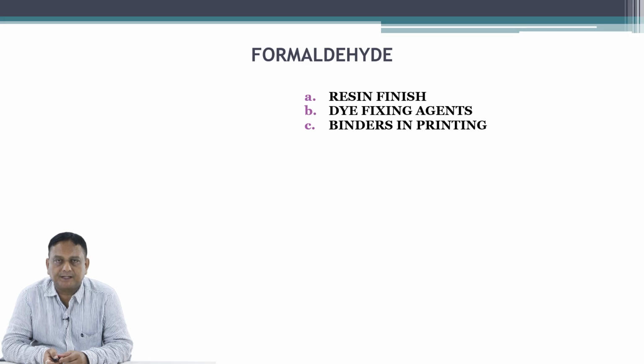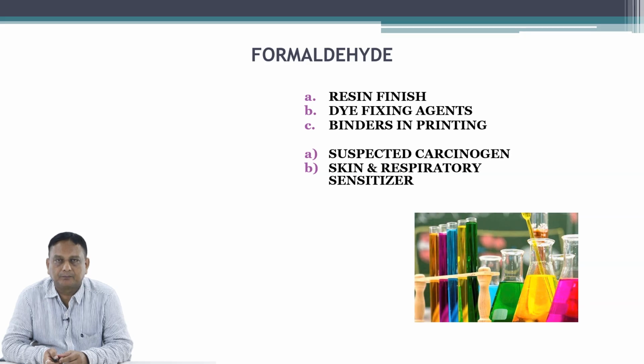Then comes the dye fixing agent. Formaldehyde is also used in the dyeing and it acts as a fixing agent. It also acts as a binder in the printing. So these are the different areas where formaldehyde can be found.